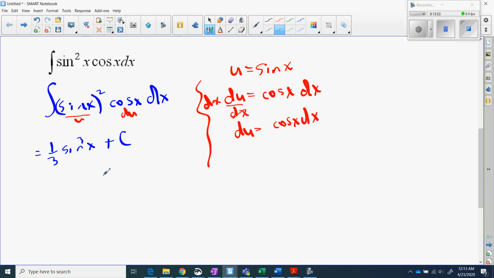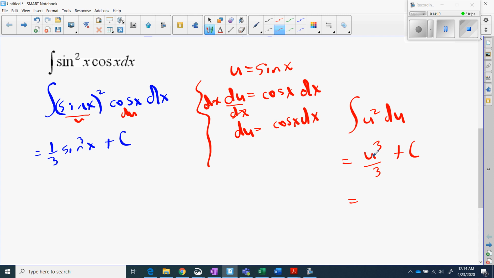Well, if I look over here, could I rebuild this question? u is sine x, so this is u squared, cos x dx. I could put a du in its place. So the original question would become the integral of u squared du. Now just integrate this in terms of u rather than x. So it's going to be u cubed over 3 plus c.